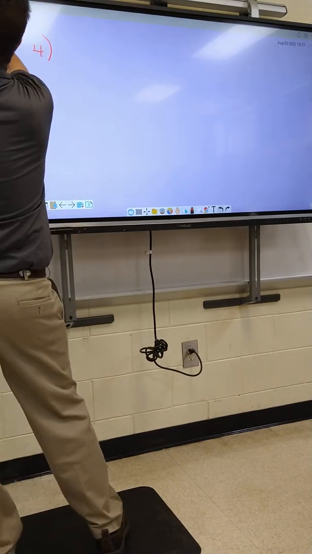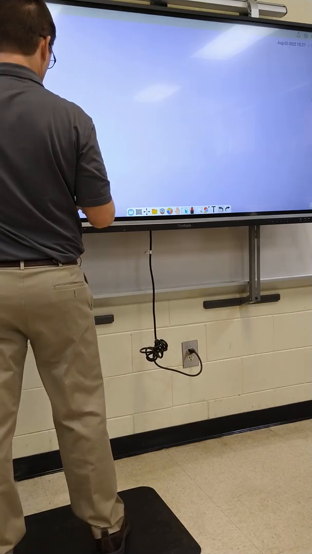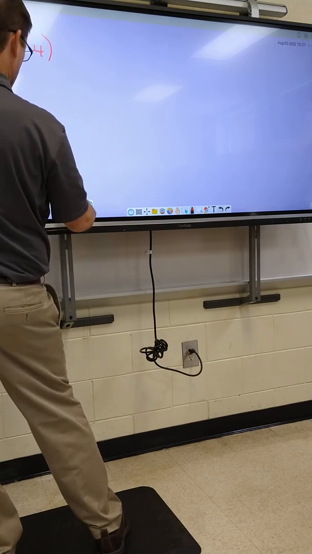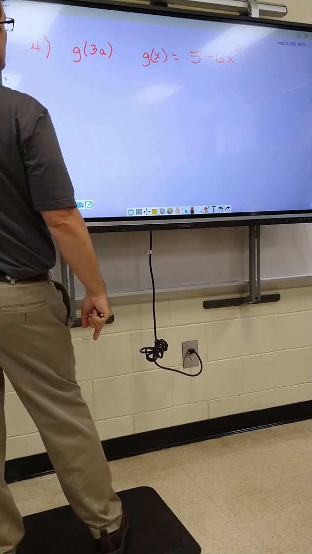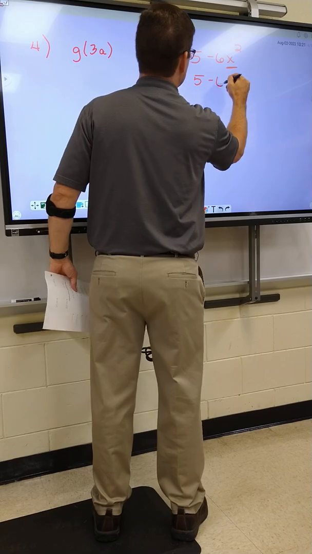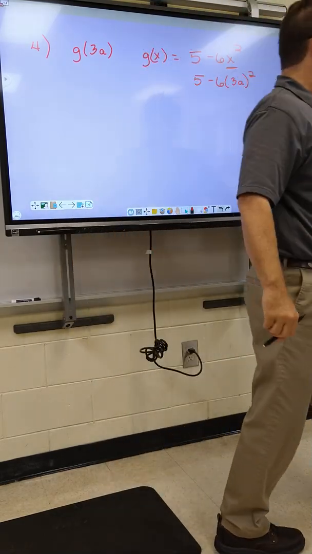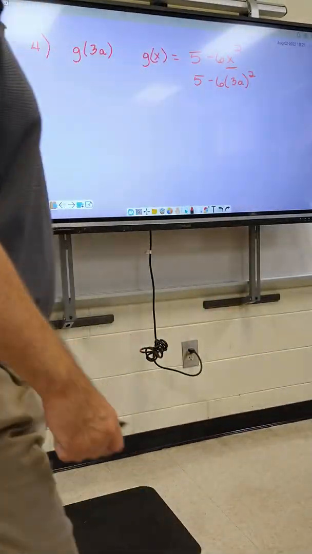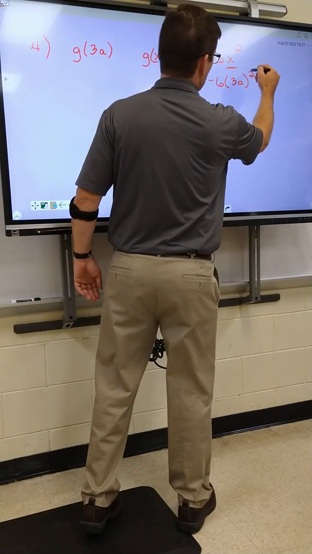All right, this time, what are we plugging in on 4? We're plugging in 3a. So I go to the next page. All right, so I gotta plug in 3a, I'm gonna plug it right here, so it's 5 minus 6 times 3a squared. How come we can't do this on the calculator? It's got an a, you can't enter 3a in your calculator. So, what's the first step? Yeah, parentheses, we're gonna square.